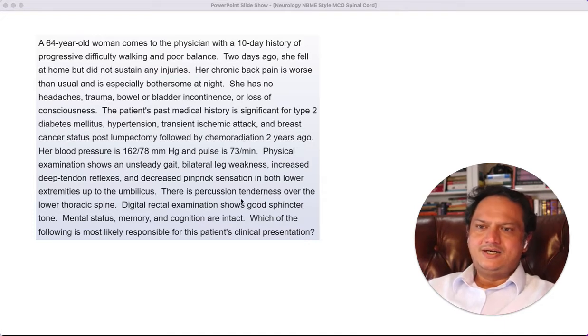And there is percussion tenderness over the lower thoracic spine. Percussion tenderness means that there is some damage to the bony part of the spinal canal, because the spinal cord does not give you tenderness, but the vertebral spinal column, if there is damage to it for whatever cause, will give you tenderness, whether it be infection, tumor, or fractures. Digital rectal examination shows good sphincter tone, meaning there is no involvement of the cauda equina, and mental status and cognition are normal. Which of the following is most likely responsible for this patient's clinical presentation?